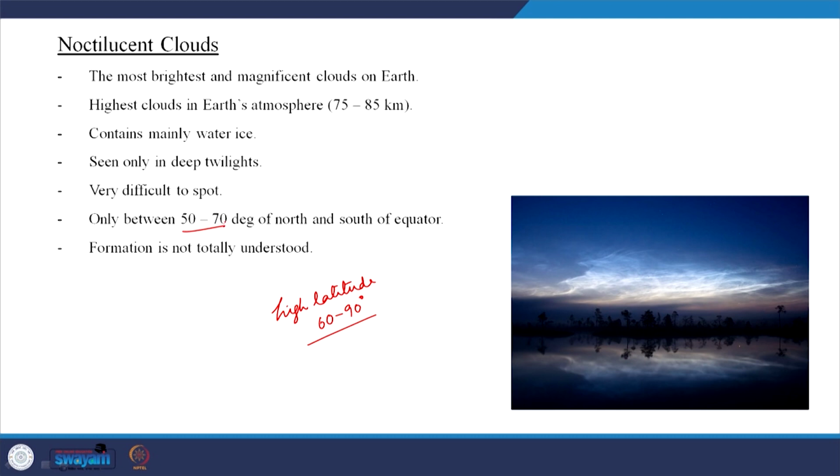So, the formation is not totally understood. We do not completely know the formation mechanism of this type of cloud, but they are the brightest and can be easily seen, with a magnificent occurrence. So, this completes the morphology of cloud formation. I mean, in how many different ways you can identify a cloud, or looking at the cloud, what you can say about its precipitation chance, things like that.